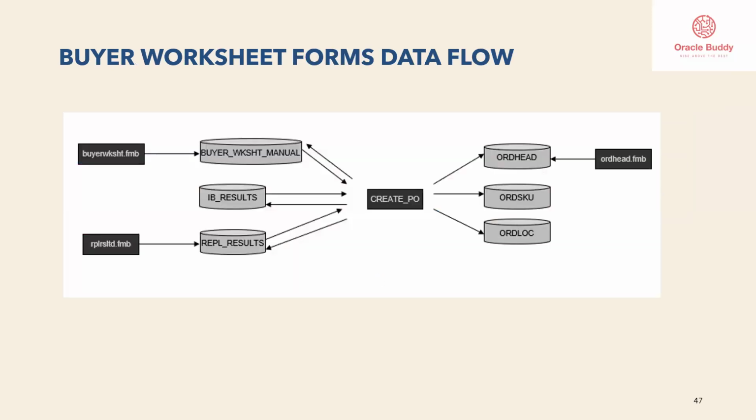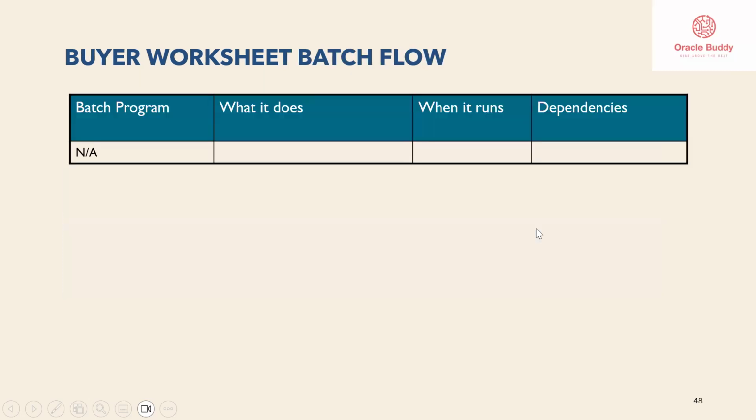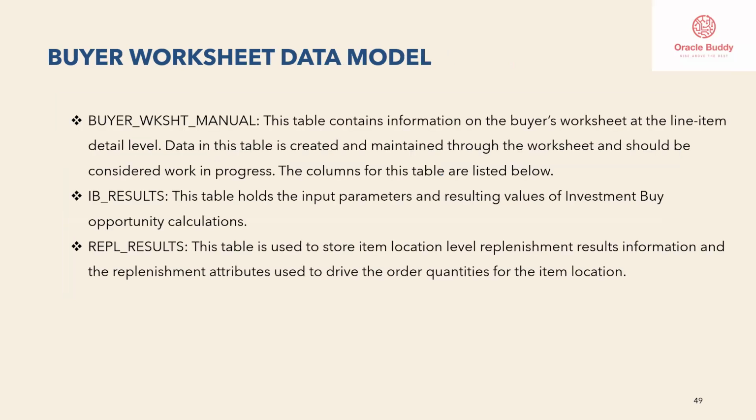So this is the overall buyer worksheet forms data flow. From buyer worksheet.fmb, it enters data into buyer worksheet manual and IB results, and from ripple SLTD.fmb, it updates the ripple results. Based on these, it creates the PO and updates ordhead, ordsku, and ordloc. Buyer worksheet batch flow: there is no batch for the buyer worksheet. Buyer worksheet data model: these are the important tables. One is buyer worksheet manual, and IB results and replenishment results are used for the buyer worksheet.